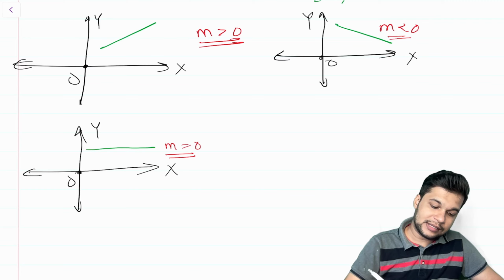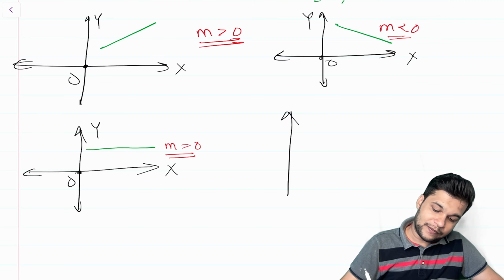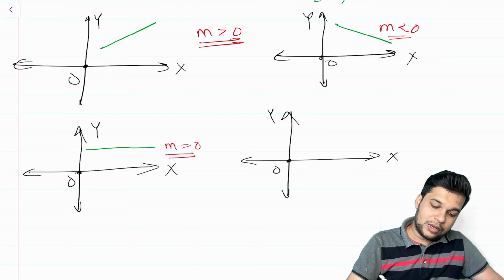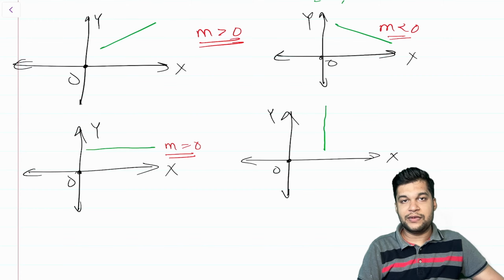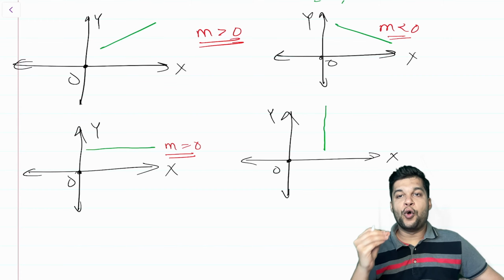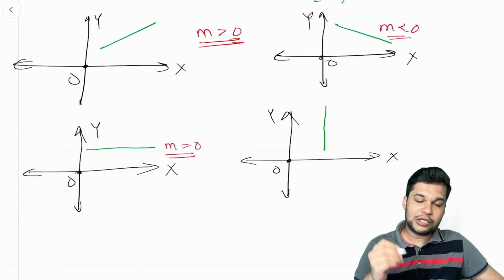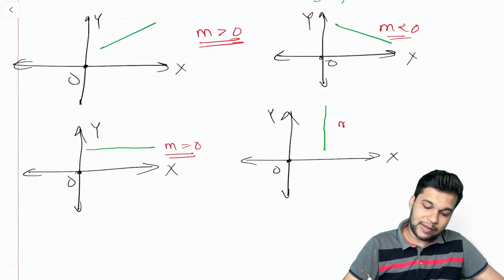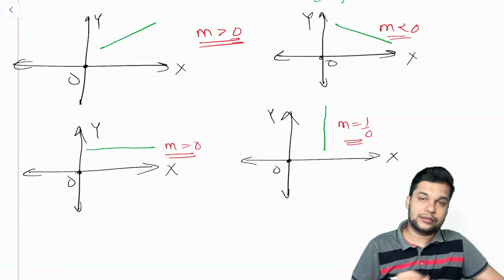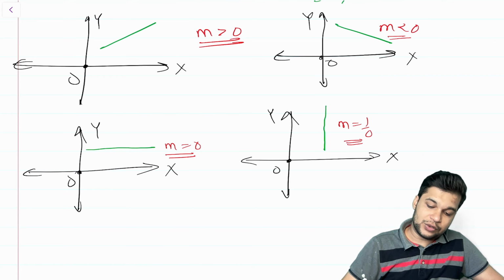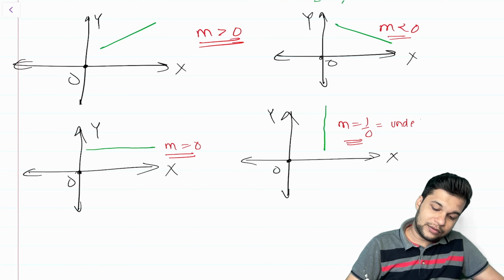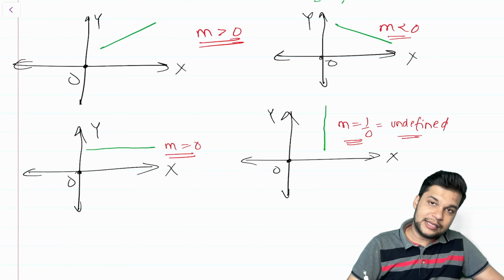And now the last possible case: y and x, this is 0, and you have a vertical line. What is the slope of this line? Always remember, the slope of a vertical line is 1 by 0, which is not defined. The slope of a vertical line is undefined.